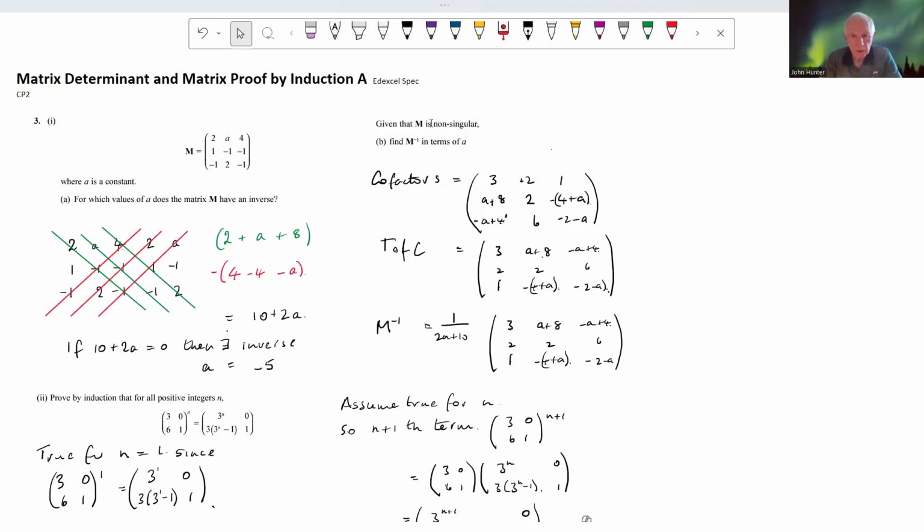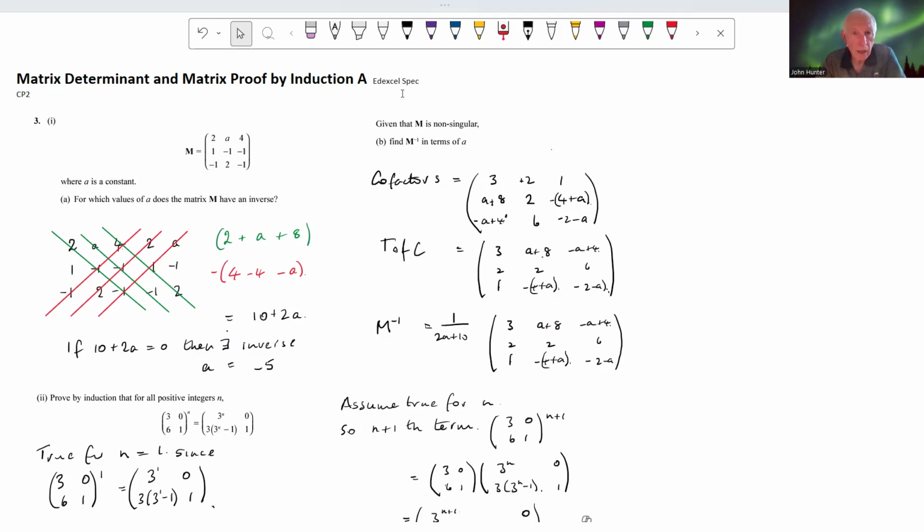Right, this is a bit of a synoptic question, I guess. We've got matrix determinants and inverse here, and then we've got a proof by induction for matrices in this part two. This proof by induction for matrices is a bit of a happy hunting ground for examiners. It's something they seem to like to put together. So it's worth just noting this. It's not a terribly complicated one, but anyway.